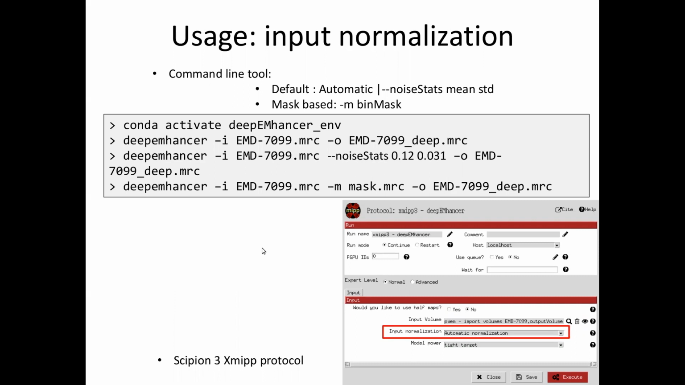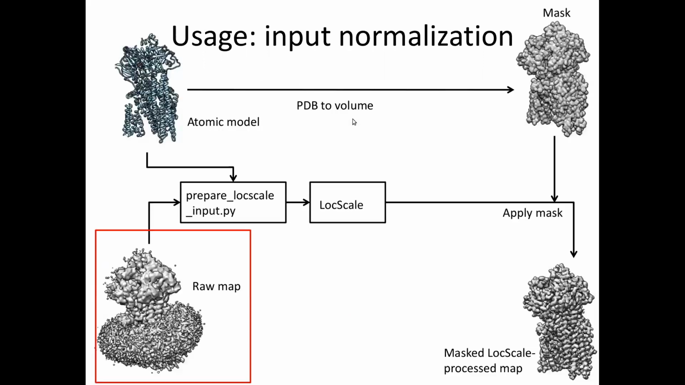So probably one of the most important parameters for DeepEMhancer is the input normalization. And we have two different ways to normalize the map. We have the default normalization and the mask-based normalization. And why is it important?